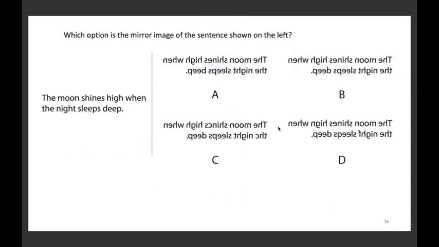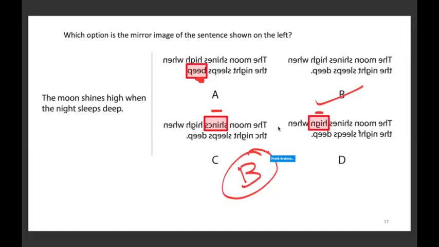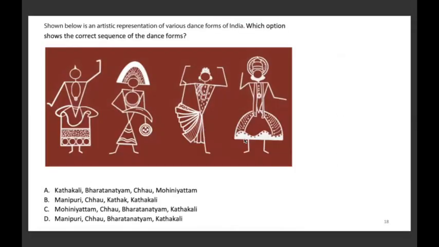Which option is the mirror image of the sentence shown on the left? We have to identify the mirror image. Okay. So with case of option A, this is the wrong part. Option B, C में ये गलत है और option D में ये letter गलत लिखा है. So the correct answer that is there will be option B. Okay. We move to the next one.